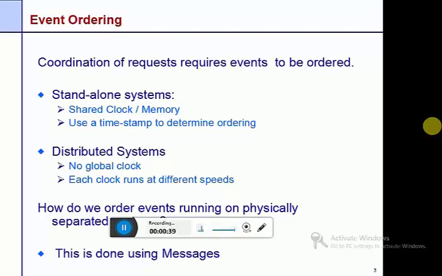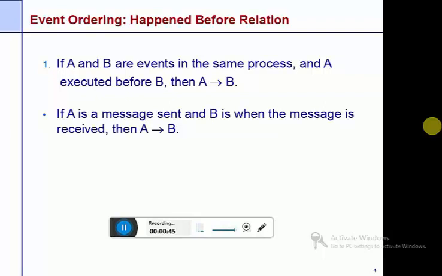How do we order events running on physically separated devices? This is done using messages. Event ordering uses the happens-before relation. If A and B are events in the same process and A executed before B, then it is represented as A arrow B. If A is a message sent and B is when the message is received, then it is represented as A arrow B.